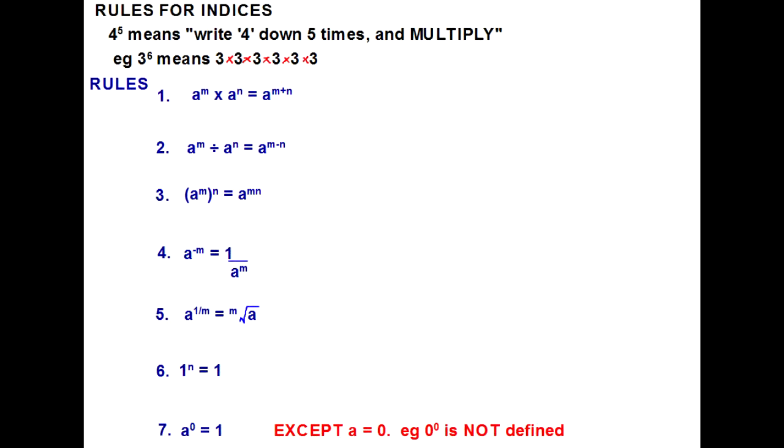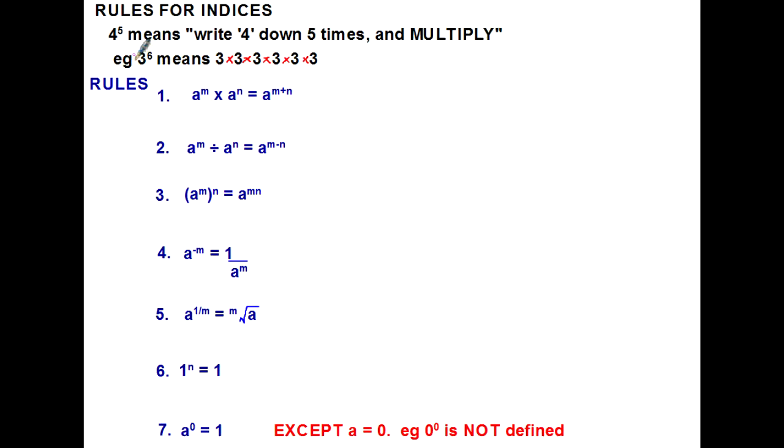Okay, rules for indices, here they are, and there's 7 of them. But before we look at the rules individually, let's just have a look and see what indices are. Indices is plural of index. So when we write down 4 to the power of 5, 5 is the index of 4. And what it means, quite simply, is write down the 4 that many times, 5 times, and then multiply.